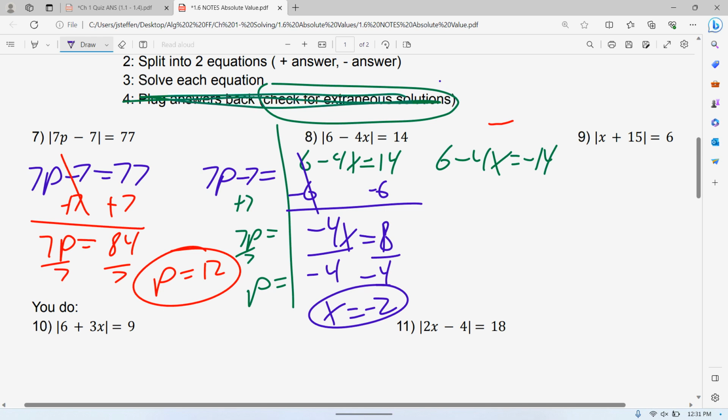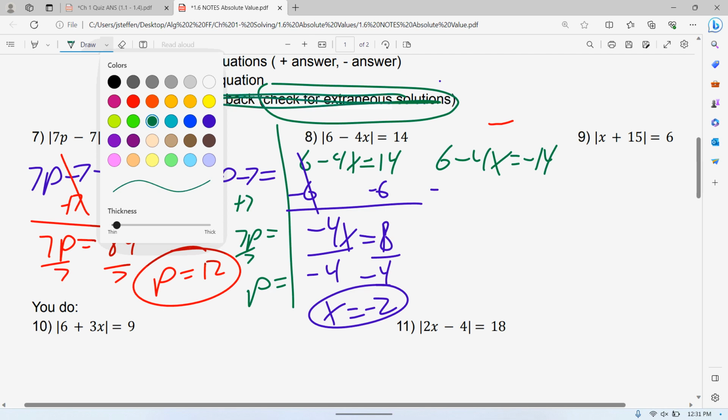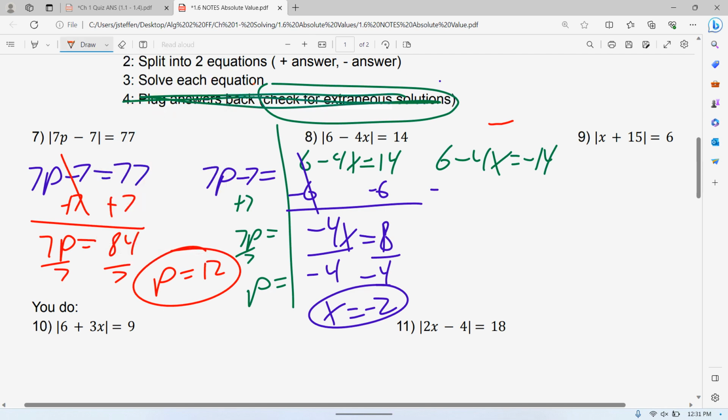x is equal to negative 2 for that one. Then the other one: minus 6, negative 4x is equal to negative 20. Divide by negative 4, x is equal to positive 5.